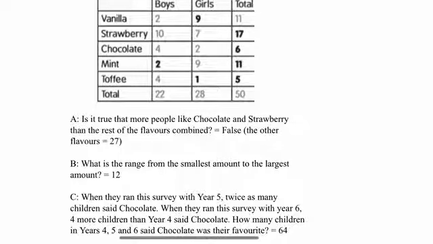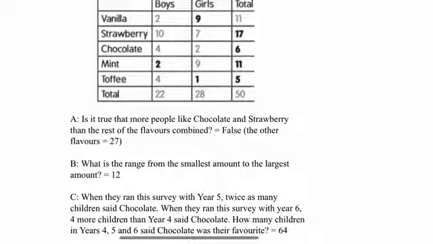Now, the answer to the following 3 questions. Is it true that more people like chocolate and strawberry than the rest of the flavours combined? That's false. The other flavours equal 27. Question B, what's the range from the smallest amount of people liking flavours to the largest amount of people liking flavours? The answer there is 12. That's the difference between 5 and 17.